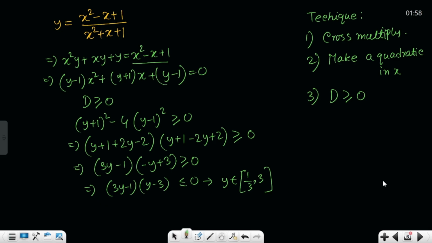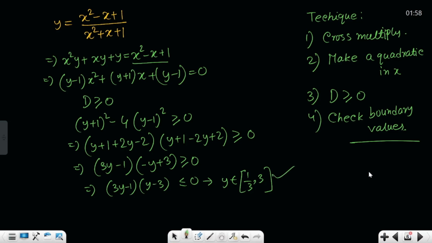Now what is our next step? Our next step is to check boundary values. This is important. Why? Let us put y equal to 3 here. We will get 3x square plus 3x plus 3 equal to x square minus x plus 1. There is nothing cancelling. And if you put y equal to 1 by 3, you will get the same. So there is no problem, and this is our answer.